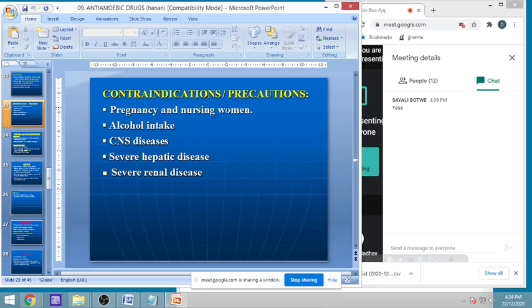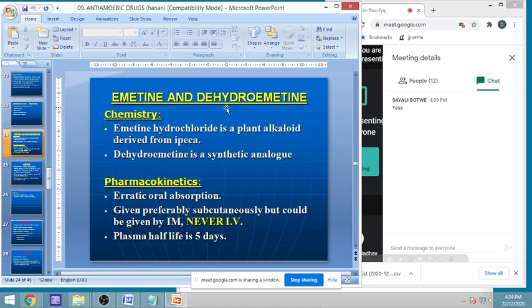During alcohol intake, as I already told you, it can cause this effect, and it can be very severe with CNS effects, because it has neuromuscular effects, so it has to be used very cautiously. In severe hepatic disease and severe renal disease, in both cases it should be used very cautiously.